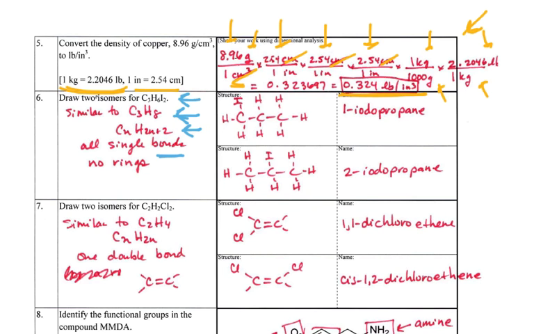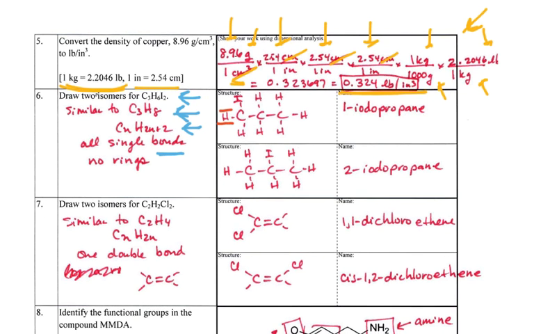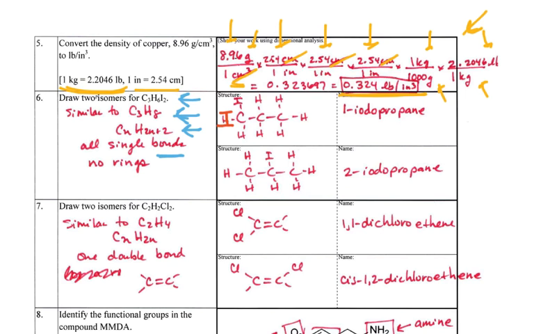Now I can put my iodine. Oh, I goofed this up. Okay, I need 2 iodines on here, so I'm going to change my answers while we're working. So one place I could put them both on the first carbon if I want to. And so this would actually be 1,1-diiodopropane. I could do it that way.